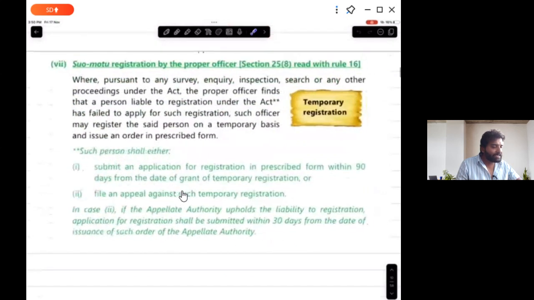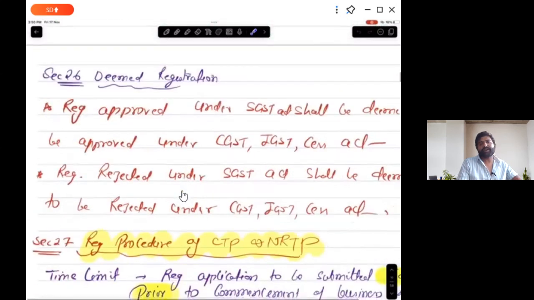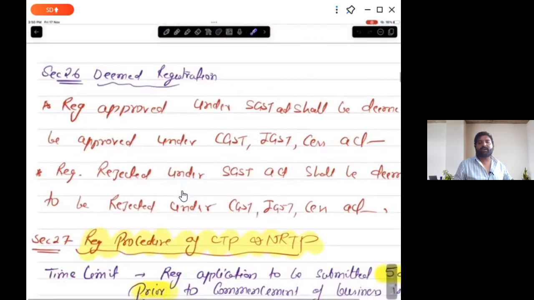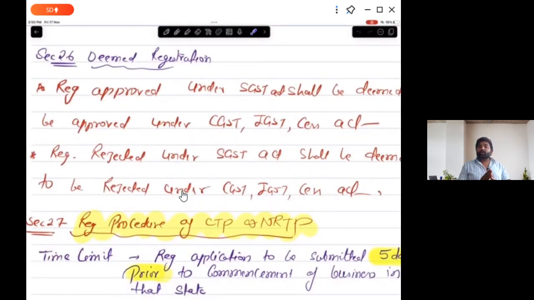Next important part is section 26. Very easy. You know what section 26 says? You don't need to get registered separately under the CGST, SGST and IGST Acts. There is a single window facility for all these Acts. Whether it is CGST, SGST or IGST, there is only a single window, and that's why you don't need to separately get registered under these Acts. That's written in section 26. Once your registration is approved under the SGST Act, you are automatically approved under IGST, CGST, or other Acts of GST. So you don't need to take a separate GST number for all the different taxes.